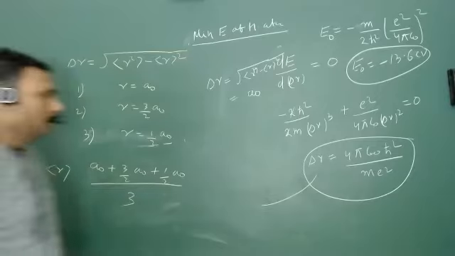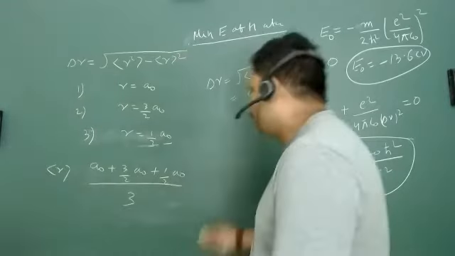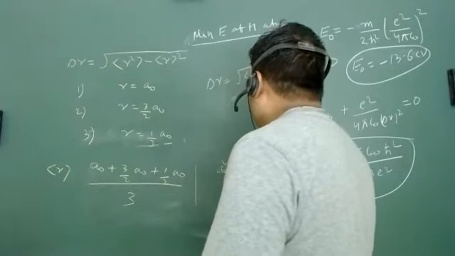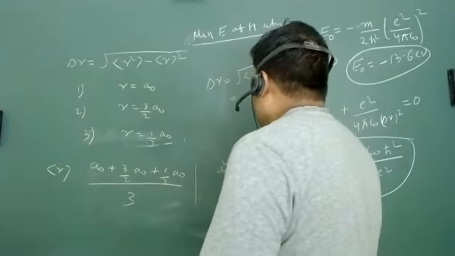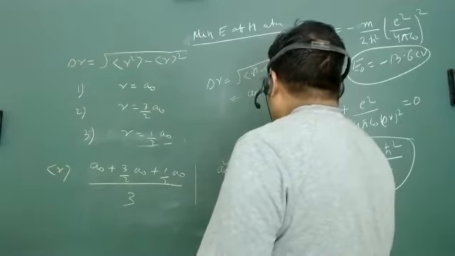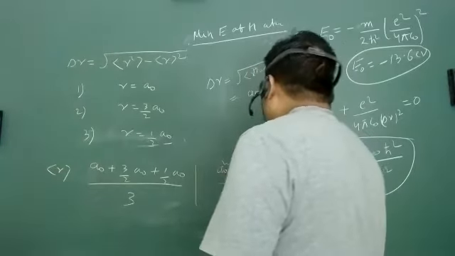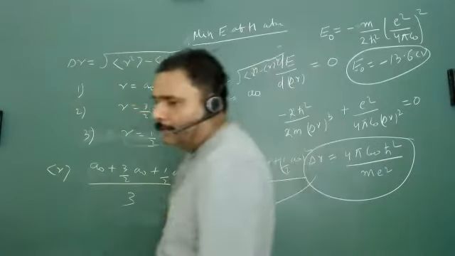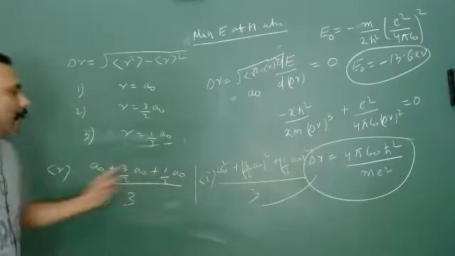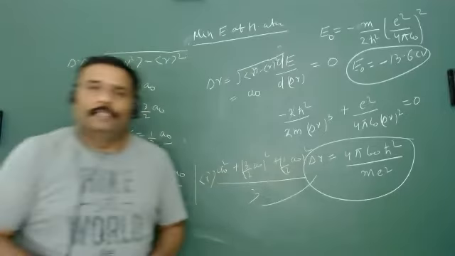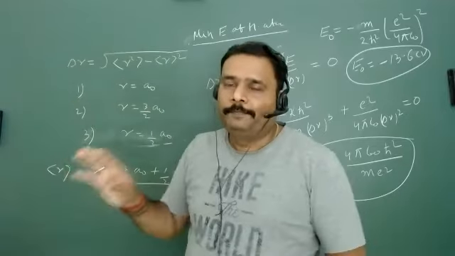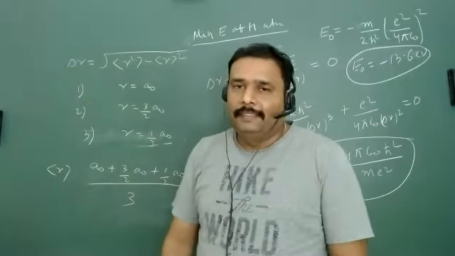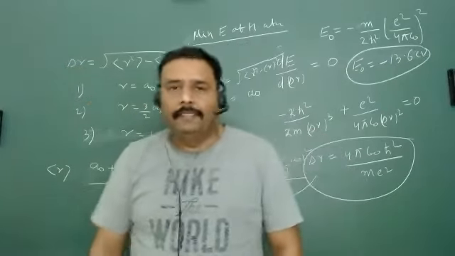And then you will go for the average value of r square. So what is the average value of r square? A naught square plus 3 by 2 a naught square plus 1 by 2 a naught square, divided by 3. So this is the average value of r square. And now you will put it into this formula. Obviously I have just taken arbitrary numbers, but if you do this in the lab, you will get this value as r naught. So it is a very interesting thing.